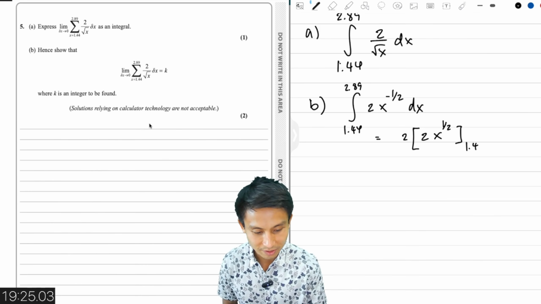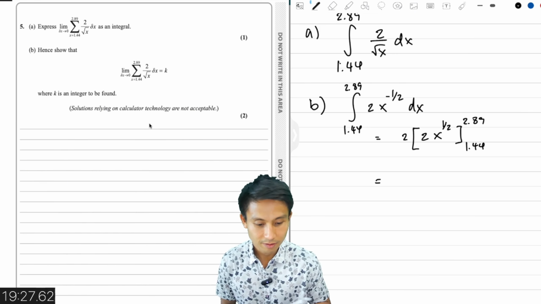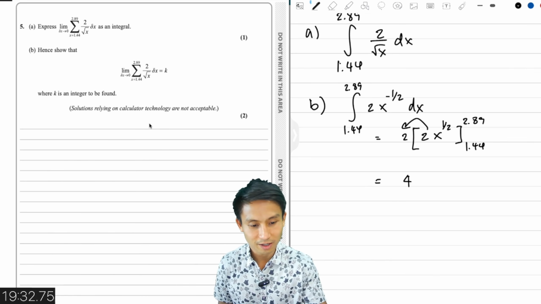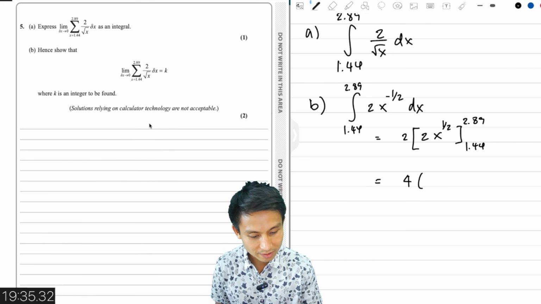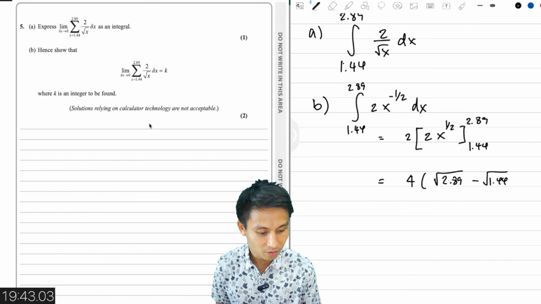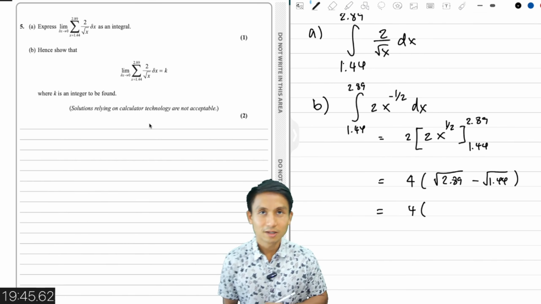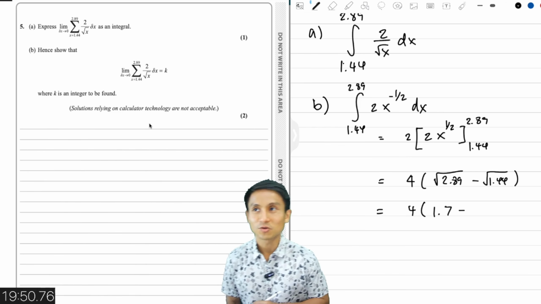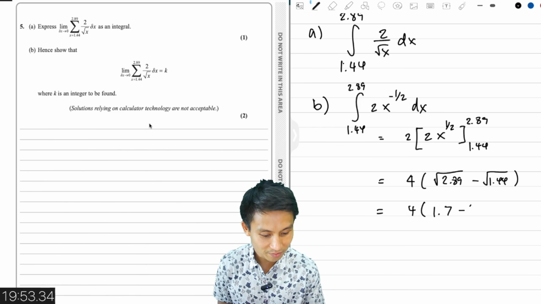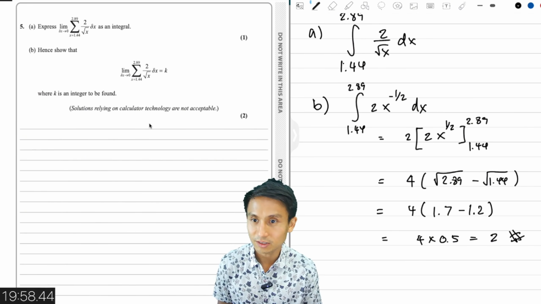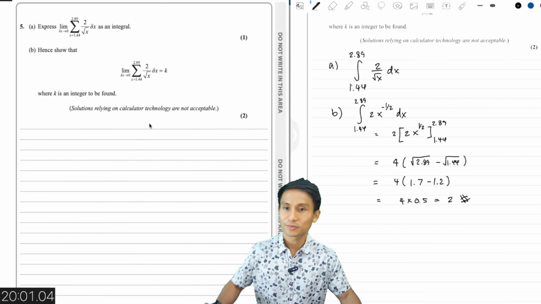And then you put in the limits. If I put the 2 out as well, I'm going to get 4. You can just extract that out. And in the brackets, I have putting the upper limit: square root 2.89 minus square root 1.44. I happen to know that square root of 289 is 17, so that's going to be 1.7. And square root of 1.44 is 1.2. So that's 4 times 0.5, which is 2. An integer to be found. There you go. Okay.